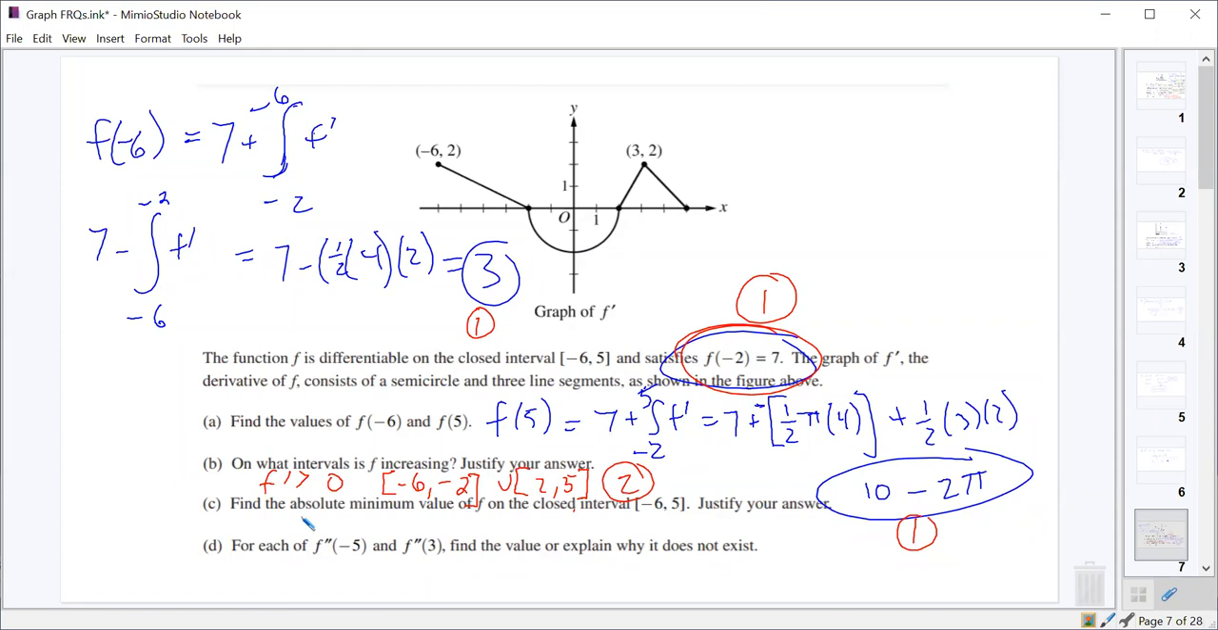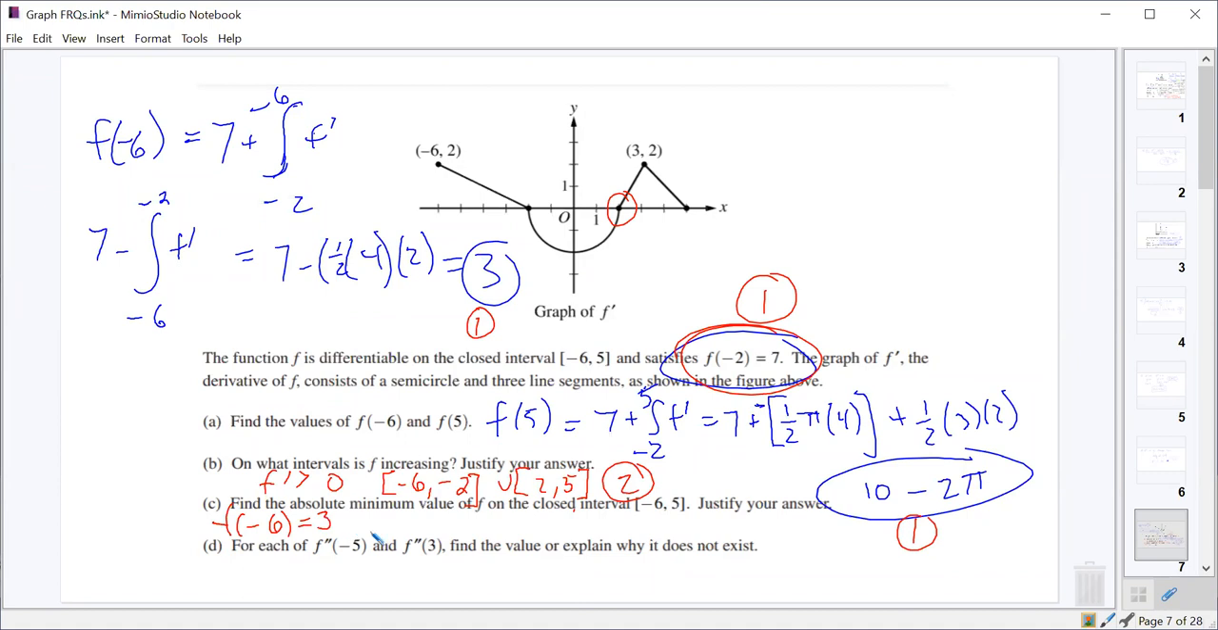All right, part C, find the absolute minimum of f on the interval -6 to 5. Well, minimum can occur at an endpoint, so at -6 or at 5. And it could occur anywhere where a derivative, f prime, goes from negative to positive. So just one place for that too. So really we just need to look at f of -6. F of -6 is just going to be what? Where you found that? What was it, 3?